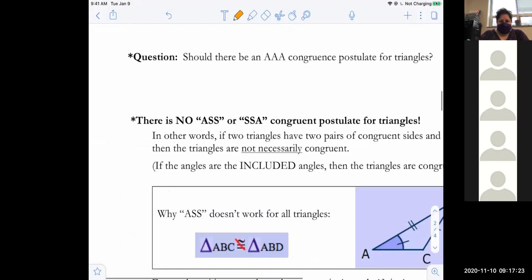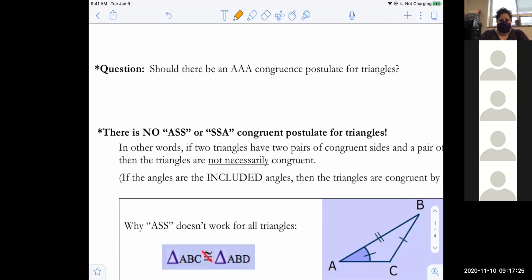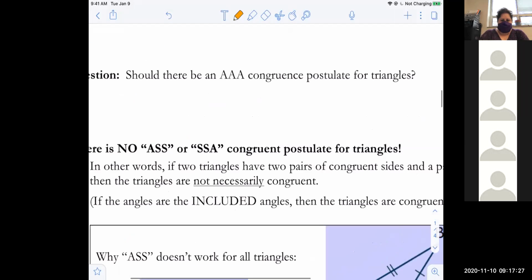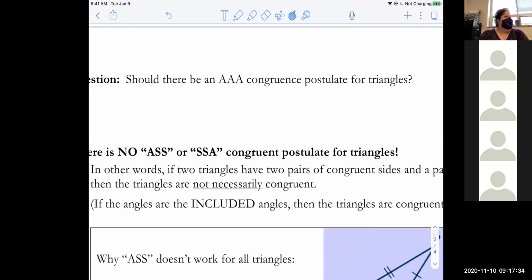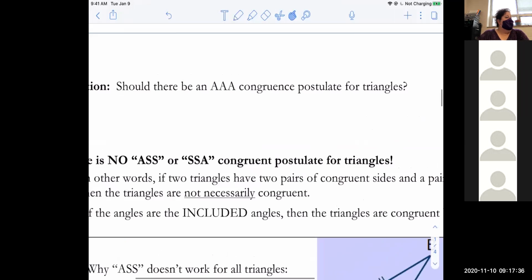Should there be an angle, angle, angle congruence postulate? No. Because why? Yeah, if you don't know any side lengths, it's not possible for the triangles to be congruent. You have to have at least one pair of sides, right? And it has to be in the right spot, one pair of sides between two angles that you know.